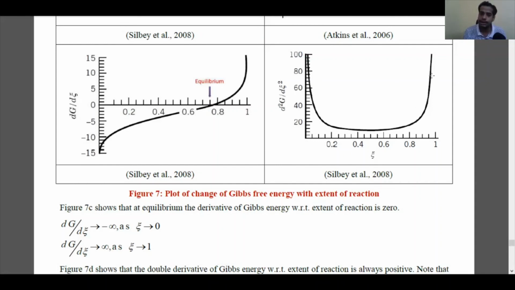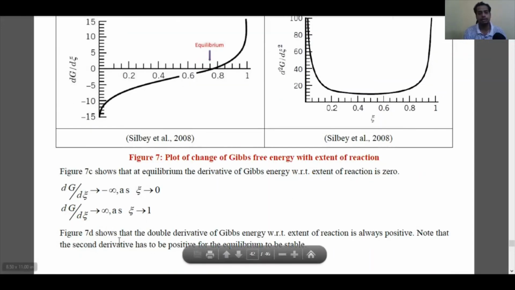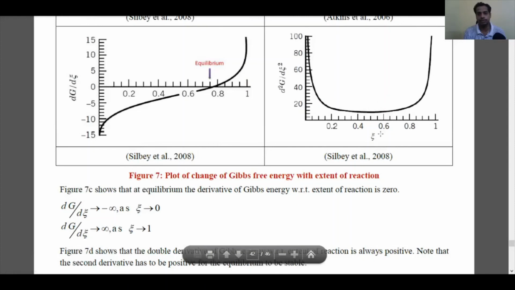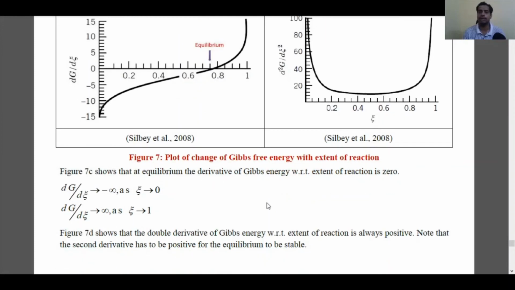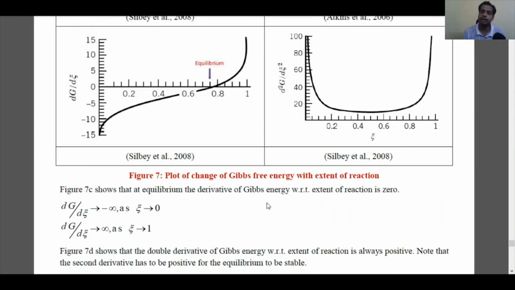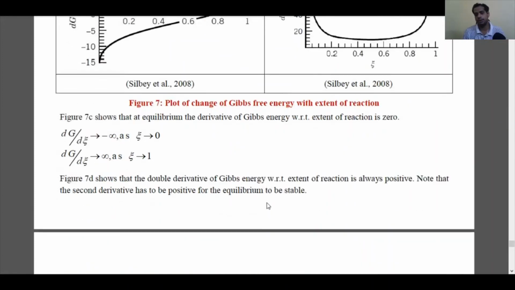If we draw a second derivative plot, this fourth graph shows the double derivative of Gibbs energy with respect to extent of reaction. It says that this graph will always be positive. The second derivative has to be positive for the equilibrium to be stable. For any equilibrium that is stable, the second derivative of Gibbs energy must be positive.